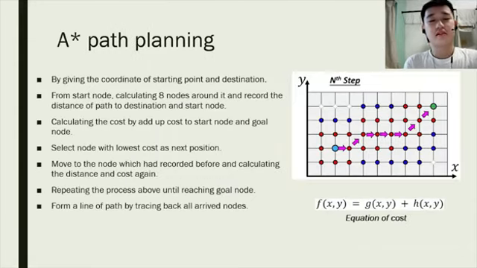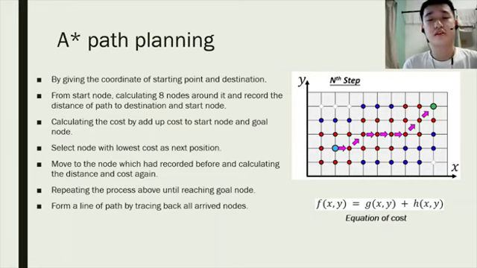In the A-star path planning program, it is like working on a chessboard with XY axes, and it needs to be provided with the coordinates of the start and the goal node. In the beginning, the program would calculate the nodes around the start node and record the distance from the source and the goal separately.